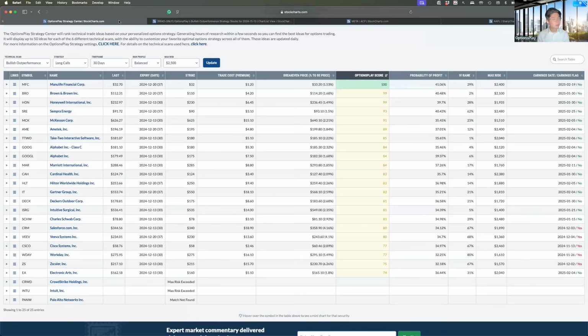And that's really where the OptionsPlay Strategy Center comes into play, because not only does it give me a list of all the stocks that meet my technical requirements, but more importantly, I can quickly say, well, for outperforming stocks, I like to buy call options. Maybe I like to go roughly out 60 days. I like to be more conservative with my approach in terms of selecting strike prices on a long call option, a longer dated call option.